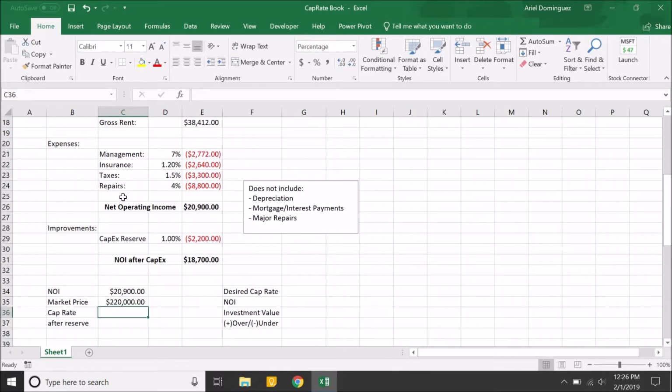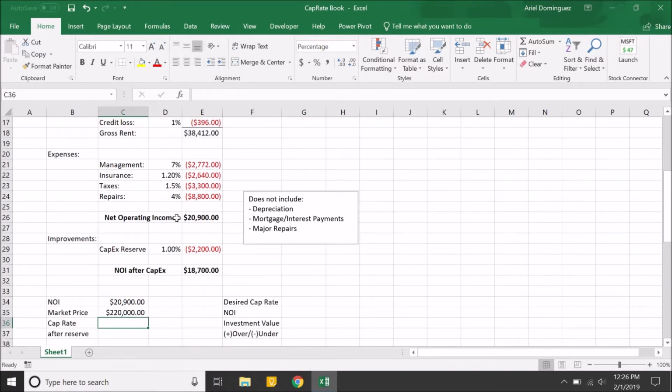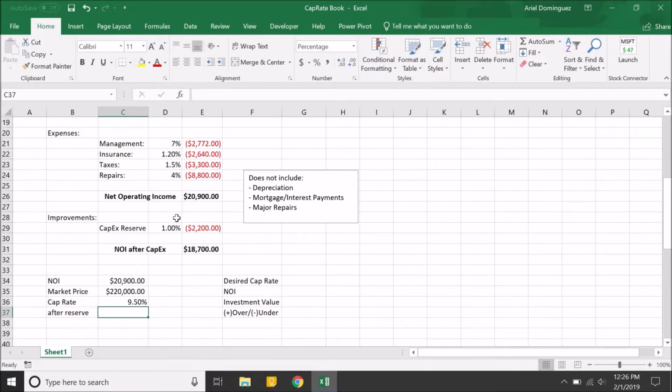And for the cap rate, again, if we look in the beginning, it's just the net operating income divided by the purchase price. So we take the net operating income divided by the purchase price, and that gives us a 9.50 cap rate on this property. So basically the return on this property is 9.5%. However, if you want to take the cap rate after accounting for your reserve account, you can just take the cap rate minus whatever percentage you have as your reserve. So this property effectively has an 8.5 cap rate.